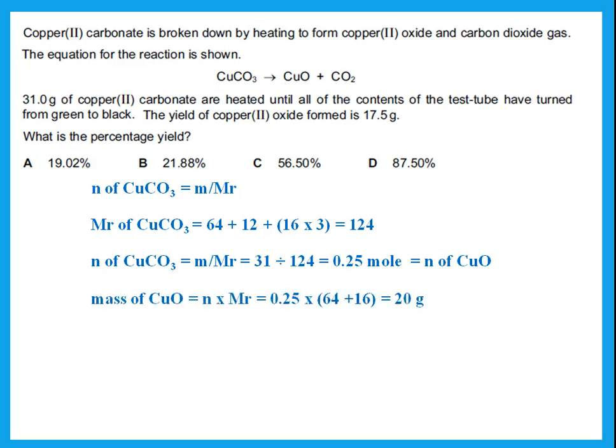Okay, then we can get the theoretical mass that he should get. So mass is number of moles times Mr. We do that and we get that he was supposed to get 20 grams. But what did he actually get? The word yield means the actual mass, the mass that he got. The mass that he got is 17.5, so the percent yield is what he actually got over what he should have gotten, which is the theoretical that we calculate, times 100. Okay, so my answer is D.